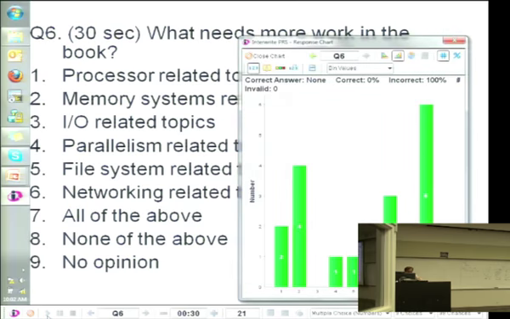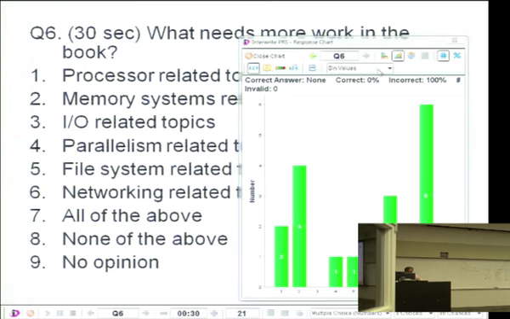No opinion. Let's see. So some have chosen memory systems related. The biggest spike that I see is in the memory systems related topics. That's interesting because I thought memory systems is the one that has a lot of coverage in the book. So basically, okay, I get it. I'll think about this.